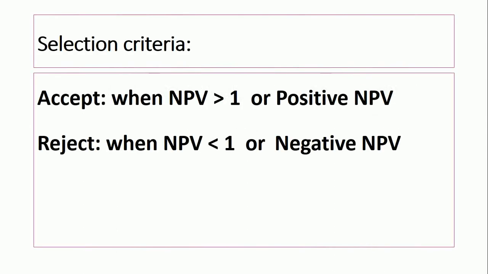Selection criteria: accept the project when net present value is more than zero, or accept the project when NPV is positive. Reject the project when NPV is less than zero, or reject the project when NPV is negative.